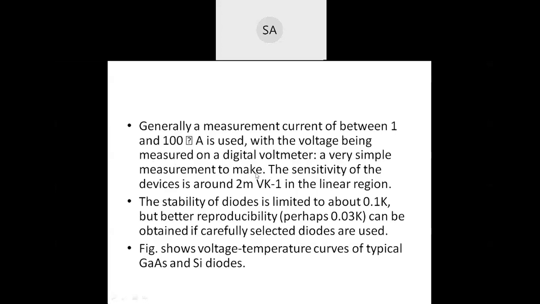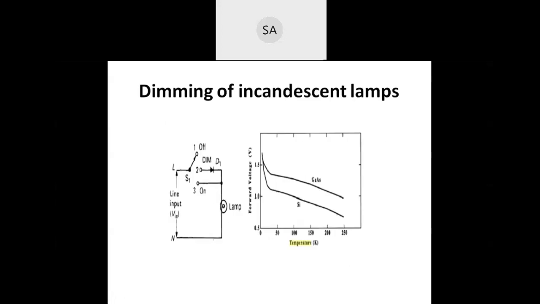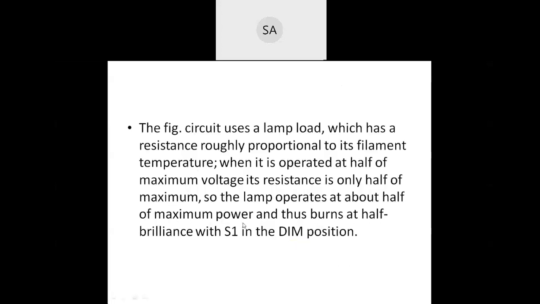The sensitivity of the device in the linear region is around 2 mV per K. The stability of the diode is limited to about 0.1 K, but better reproducibility can be obtained if carefully selected diodes are used. The figure shows the voltage-temperature curve for typical gallium arsenide and silicon diodes. So these are the characteristics for the two diodes.